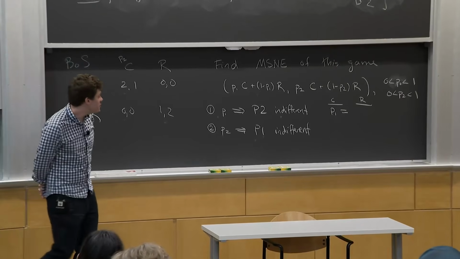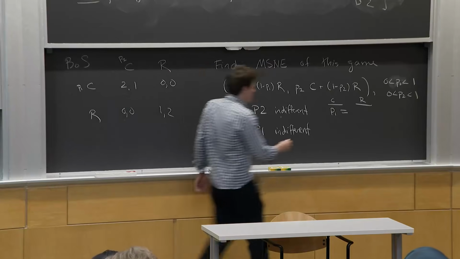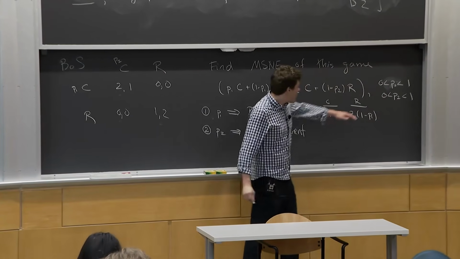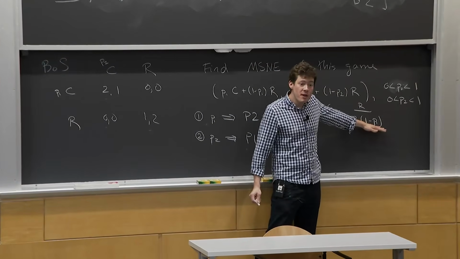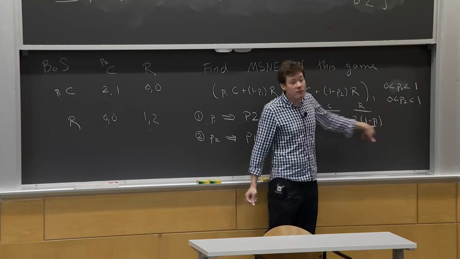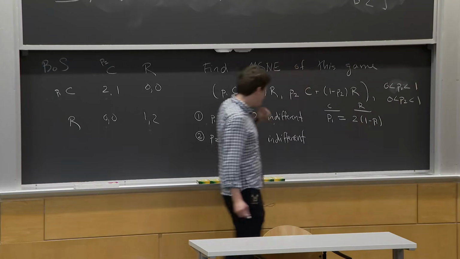What about the other case? If I play R, what is my payoff going to be? Yeah, 2 times (1 minus P1). Exactly, right? Here, again, I get no payoff if they go the other way. 1 minus P1 is the probability that my friend also goes to the Red Sox game. But now there's a 2 here because I really like the Red Sox. So if they go to the Red Sox game with me, I get a payoff of 2 rather than 1.